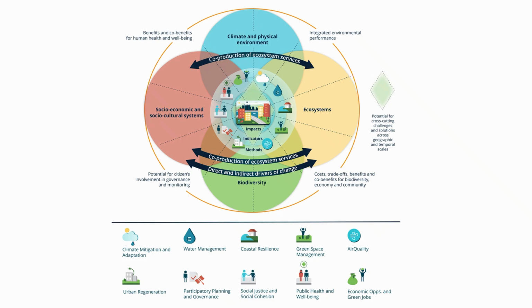In VARCITIES, we used 9 Eclipse challenges, including climate mitigation and adaptation, water and green space management, air quality, urban regeneration, participatory planning and governance, social justice and social cohesion, public health and well-being, and economic opportunities and green jobs. It is important to mention that there is potential for indicators and methods to be applicable to more than one challenge area. Each challenge contains KPIs which are directly linked to the topic being investigated.